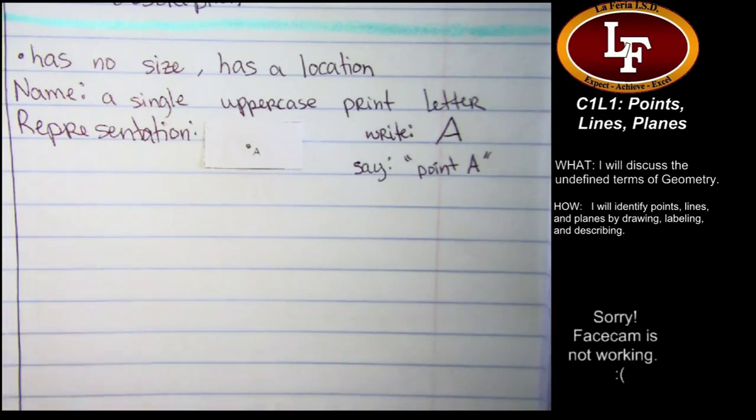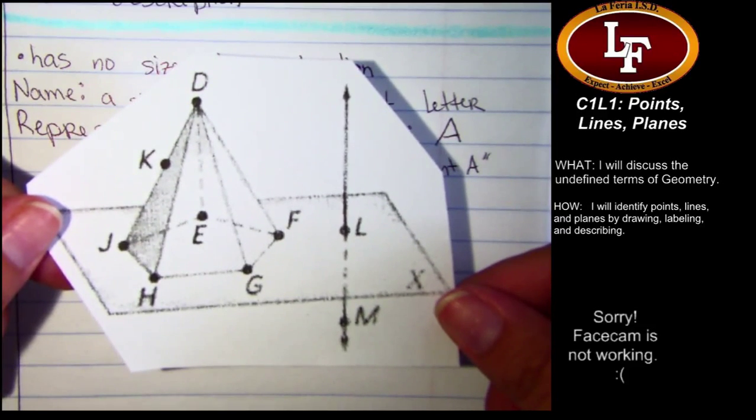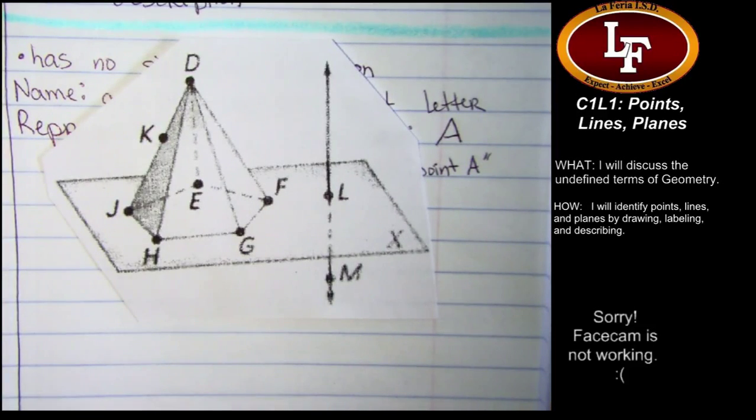All right. Pull out this crazy picture for me. Name a point. Don't glue it. Do not glue it. Point D. Point E. Point J. Point L. Is there a Z on here? No. Point X. All right. She said point X.